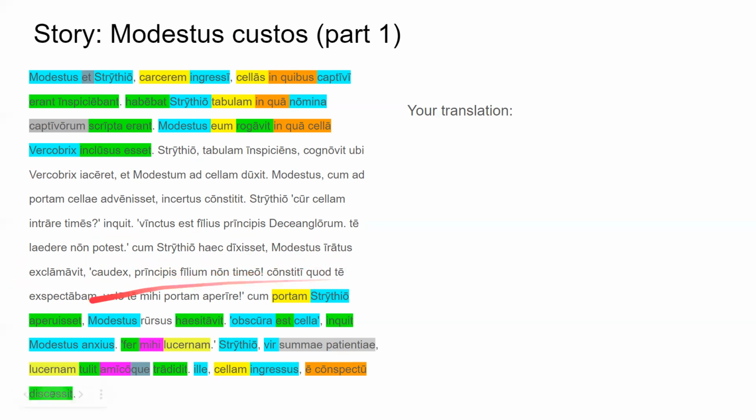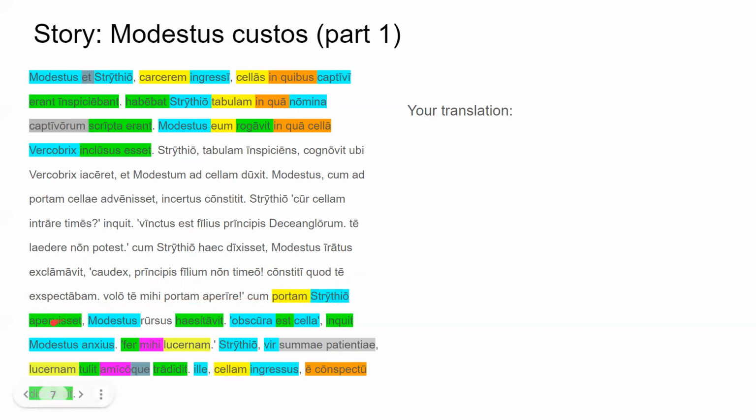Constiti quod te exspectabam. So I was waiting, or I was just standing there, quod, because I was waiting for you. So this is a causal clause. So I stood there because I was waiting for you. Volo te mihi portam aperire. So I want you to open the door for me.